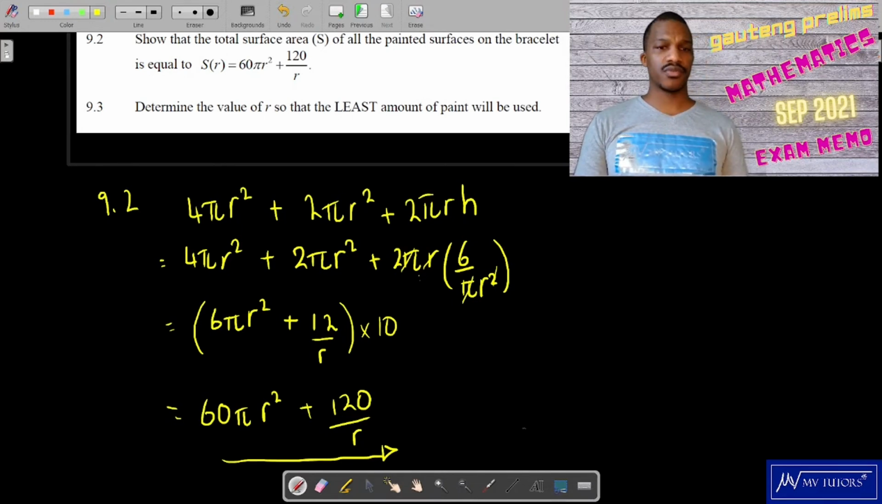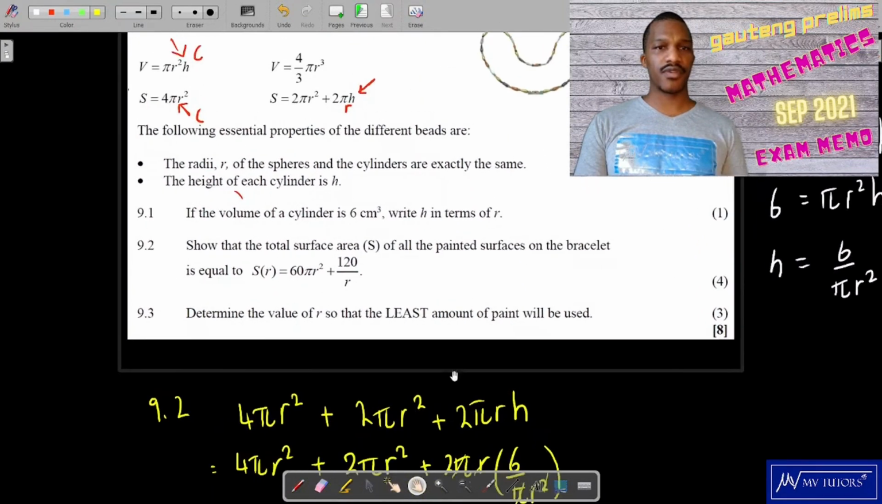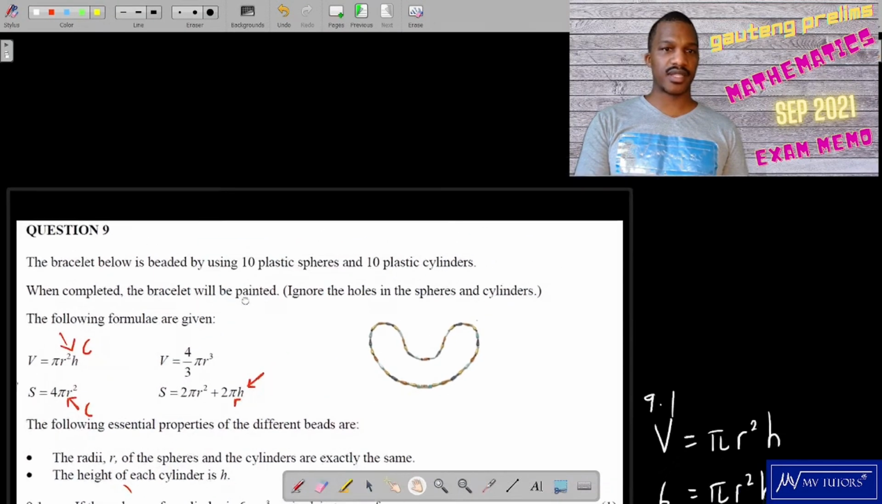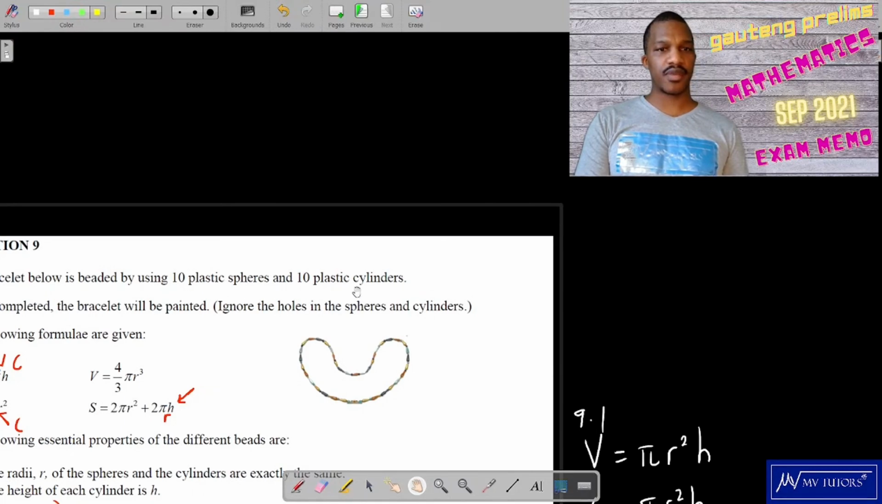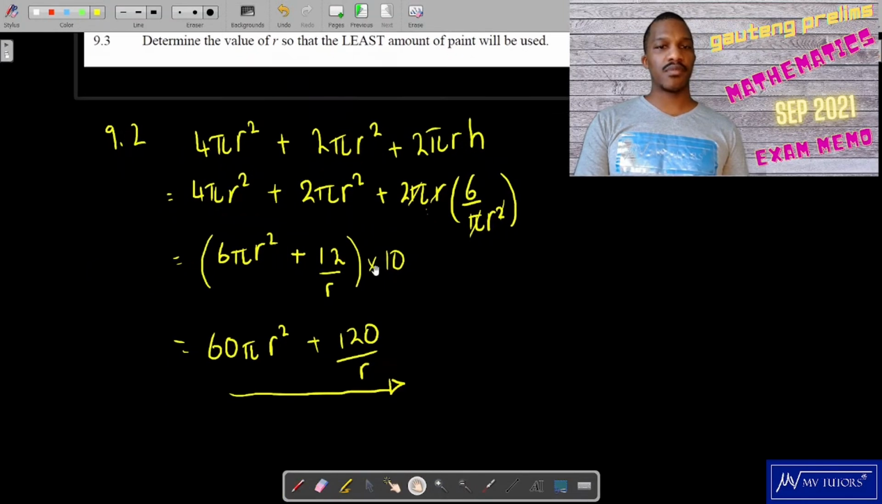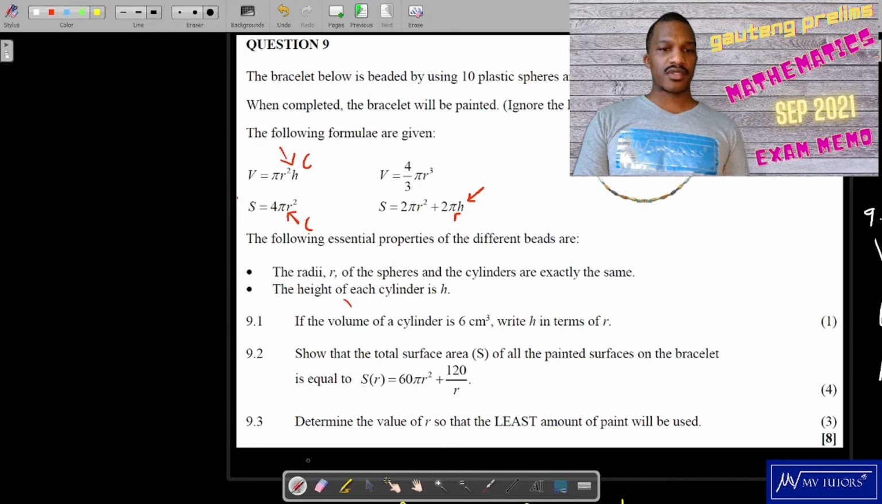Okay, now you might be asking yourself, where is the 10 actually coming from? Well, if you read over here, it says 10 plastic spheres and 10 plastic cylinders. So there's 10 of them. So I have to multiply by 10, because this formula is for one of them. But since there's 10 of them, I'll just multiply by 10 so that I get the formula for all of them.